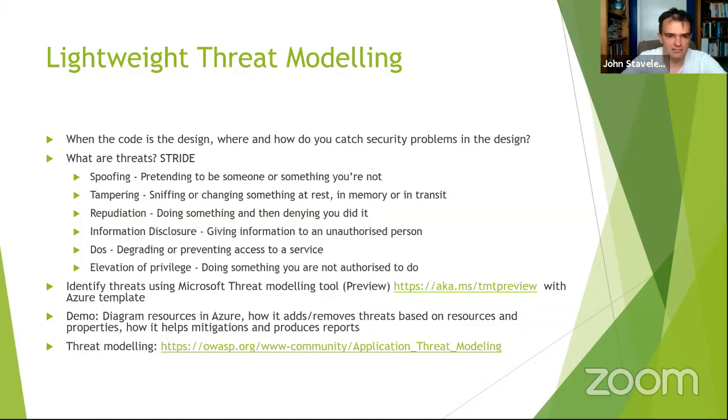The threats can be categorized in the following way, using this STRIDE acronym: spoofing, pretending to be something you're not; tampering, that's sniffing something or changing something at rest, in memory or in transit. If you're not locking down your system correctly, people can get access to it. Repudiation, pretending you didn't do something. Information disclosure, this could be as simple as showing your error message to a person or allowing them access to resources they shouldn't have. Degrading or preventing access to a service using denial of service, or elevation of privilege, doing something you're not authorized to do.